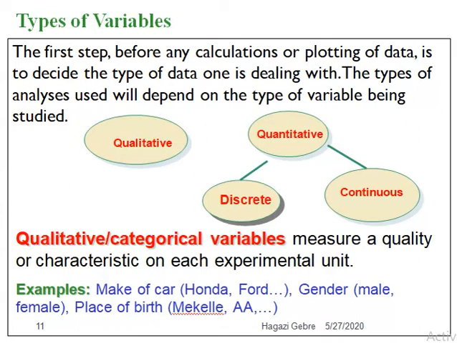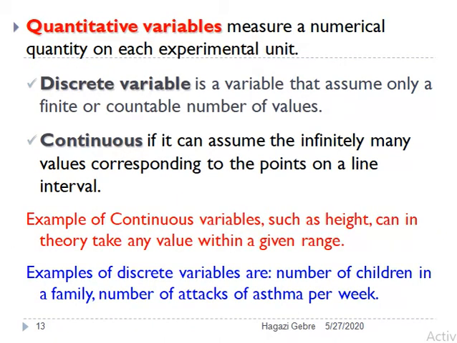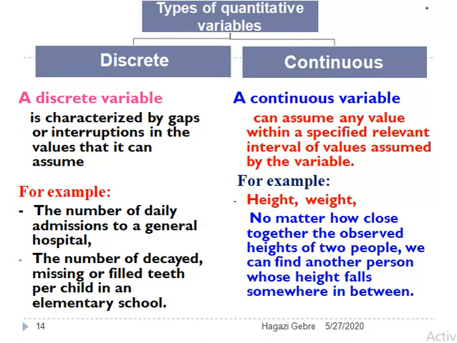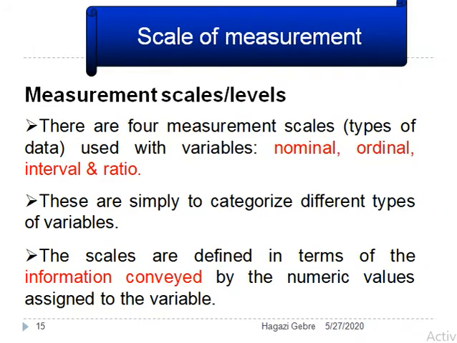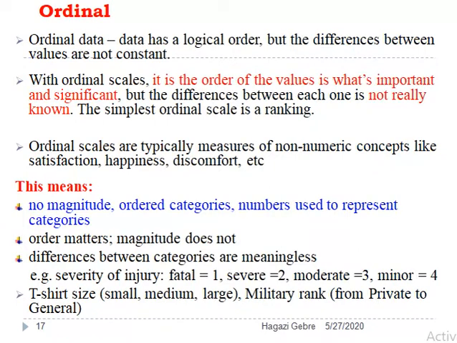Therefore, these are the qualitative and quantitative variables. Quantitative can be further classified as discrete and continuous. Okay. So categorical variables are either nominal or unordered, or sometimes quantitative and discrete variables. So this is the discrete variable and the continuous variable. So we can see the summary of this one.